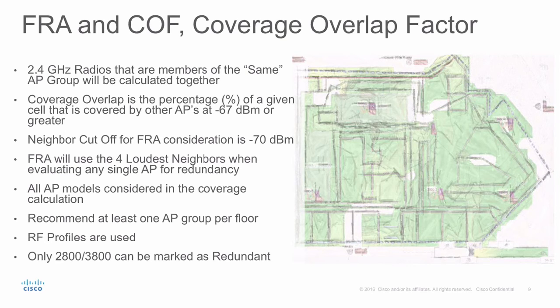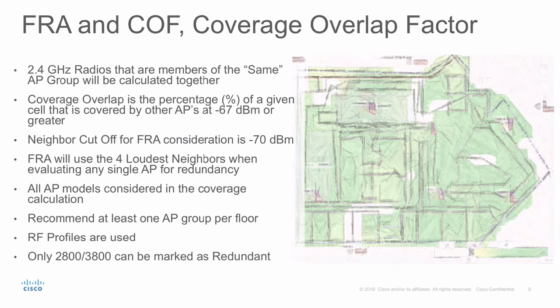Coverage overlap is the percentage of a given cell that's going to be covered by APs at minus 67 dB or greater. So what that says is if I have 90% coverage, then 90% of that cell is being covered by other APs at minus 67 dB or greater. Neighbor cutoff for FRA consideration is minus 70 dBm. So we're only going to consider radios that are neighbors of ours that we are seeing at above minus 70 dBm.